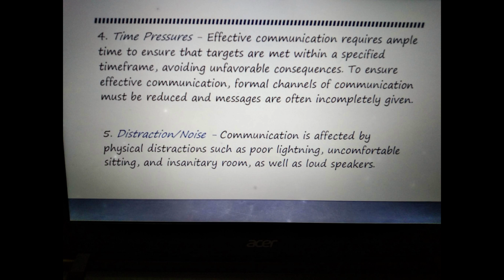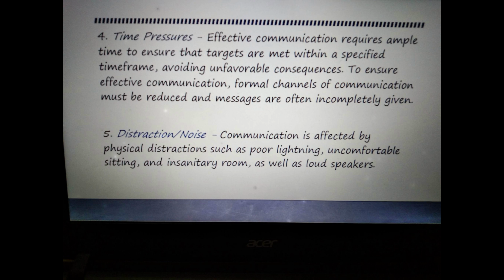Number 4, time pressure. Effective communication requires ample time to ensure that targets are met within a specified time frame, avoiding unfavorable consequences. To ensure effective communication, formal channels of communication must be reduced and messages are often incompletely given.